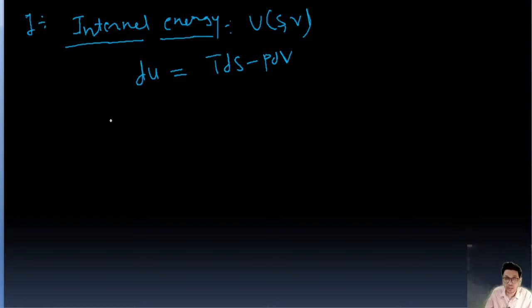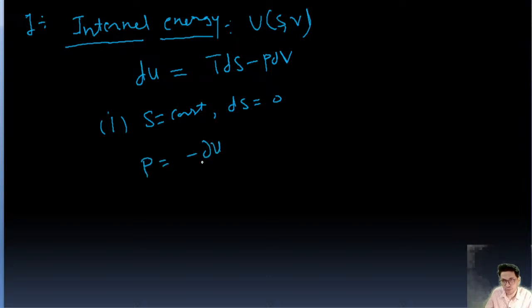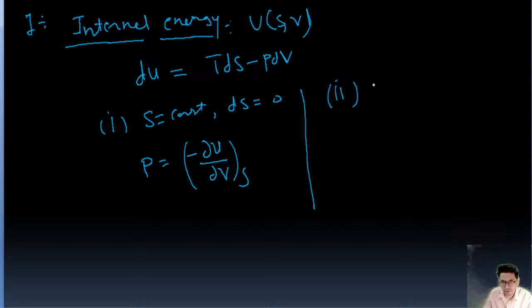From here, in the first case, if S is constant, entropy is constant, which implies dS is 0. In this case, P is equal to minus del U over del V at constant S. Second case, if V is constant, this implies dV is 0, right?